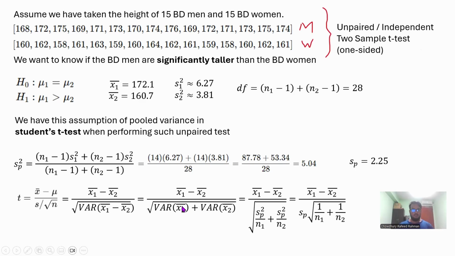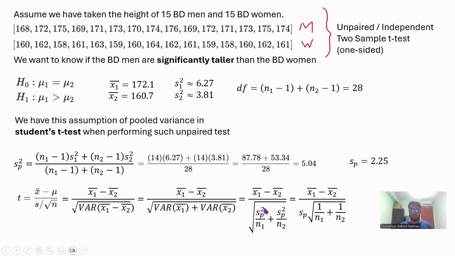Now, what is the variance of x1 bar? It is nothing but sp square by n1. Now you may ask, why do we divide by n1? It's very simple, because this variance is actually the variance not of a single variable, but of the mean. And we know that the variance of the mean becomes smaller and smaller as we take more and more samples. So divided by n1 will be there for x1 and n2 will be there for x2, and both have sp square because we are making this assumption of pooled variance.